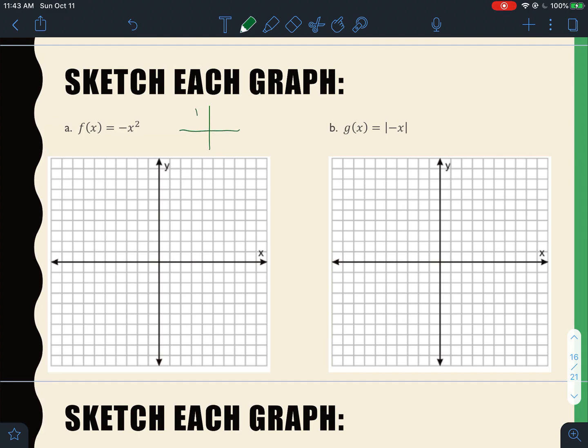All right, on the A, our normal parabola, x squared looks like that. And then if I did negative x squared, that's going to flip it over the x-axis, so it flips it from up to down. And so that's going to look like a sad parabola.